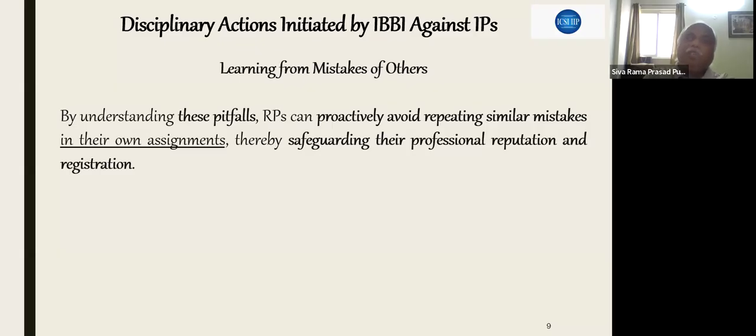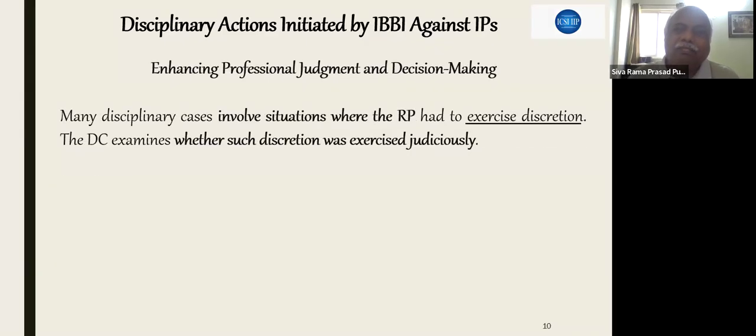So, the professional reputation. Suppose you are frequently interacting with a particular financial creditor for additional cases. Once this type of thing happens, forever they will not give any cases. So that is a lost case. That's why, to improve the reputation and to increase the image of the profession, definitely we have to follow the guidelines.